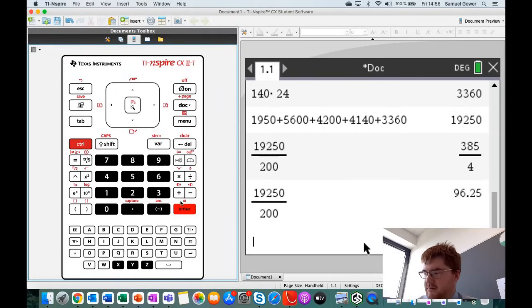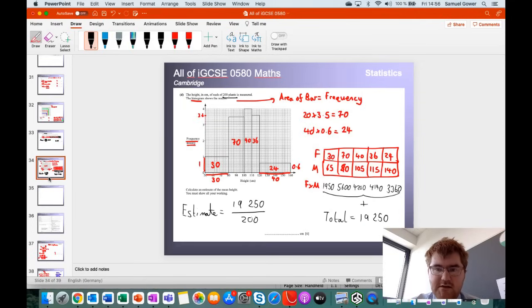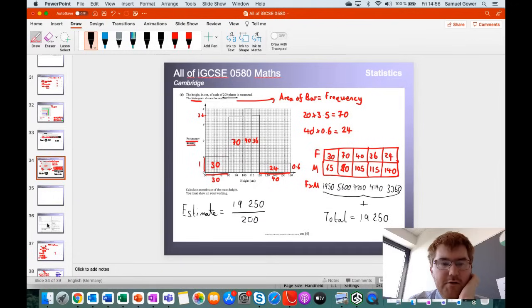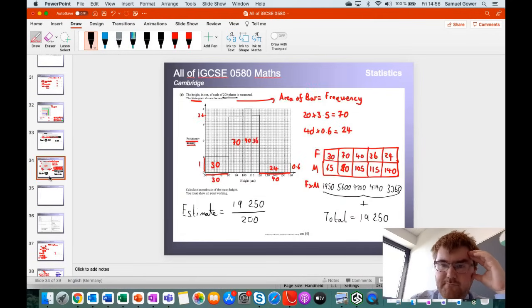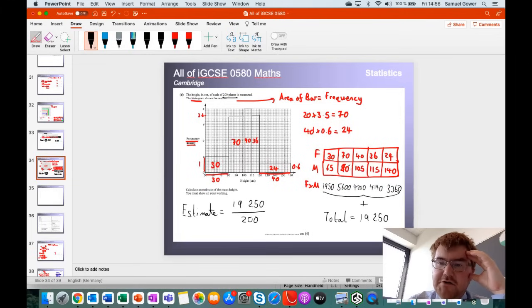But that's going to be equal to 96.25, which is incorrect. So if this happens in the exam, what you need to do is check over exactly what you've done here. So it looks like we've done the right calculations. 30 times 65, 70 times 90.